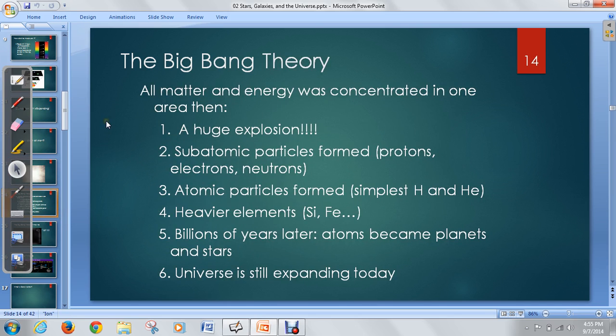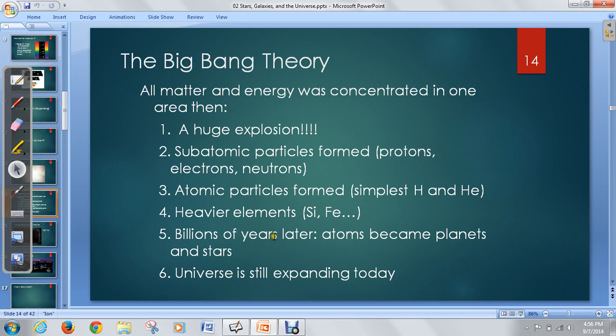Here are some important points of the Big Bang. At one time, all the matter and energy was concentrated in one area. Then there was this huge explosion or expansion, as you can think of it. Atomic particles were then formed: protons, electrons, neutrons. Once there was more space, they started forming atoms, like hydrogen and helium. Then some heavier elements like sulfur, silicon and iron.